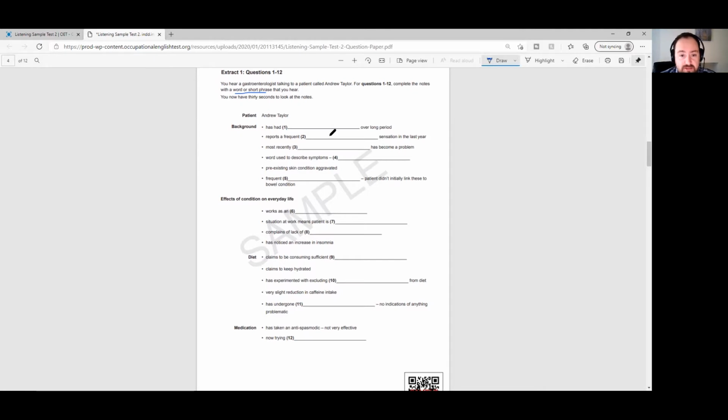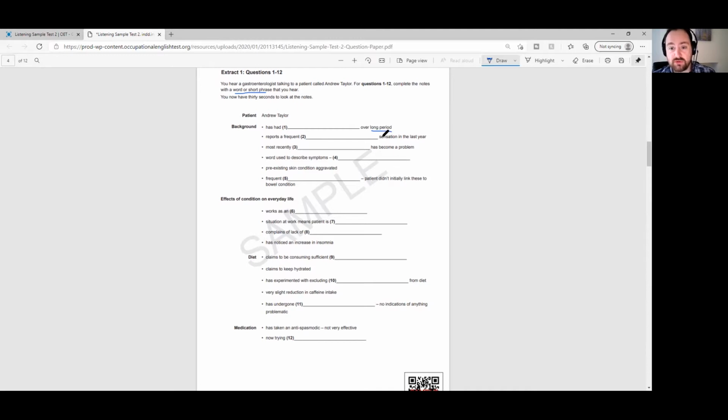So let's get started. Okay, in the first one, patient Andrew Taylor, background has had something over long periods. So there's really not a lot of information here. Something that is jumping out at me is long period. That's the only real content that we have there in number one. That is definitely key to the meaning here.